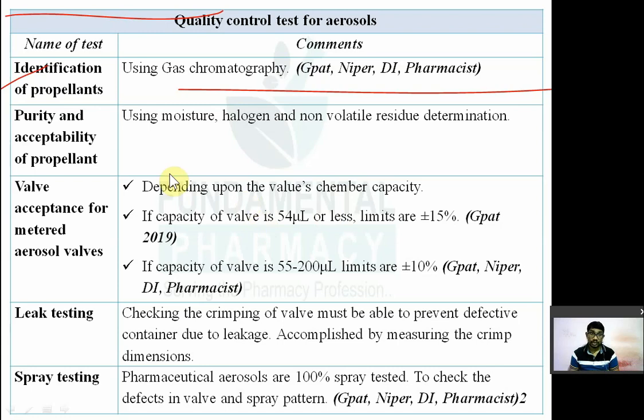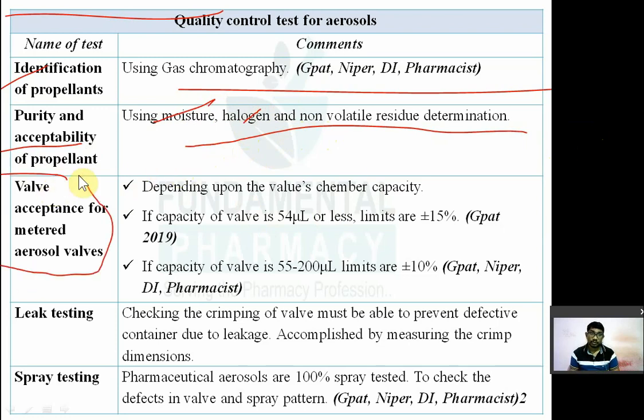Then purity and acceptability of propellant are determined using moisture content, halogen and non-volatile residue determination. Moisture content is determined by Karl Fischer factors. Halogen determination is done by different methods. Then non-volatile residue determination. Acceptance: a question came in GPAT 2019.